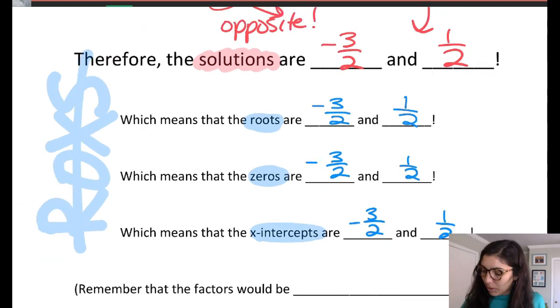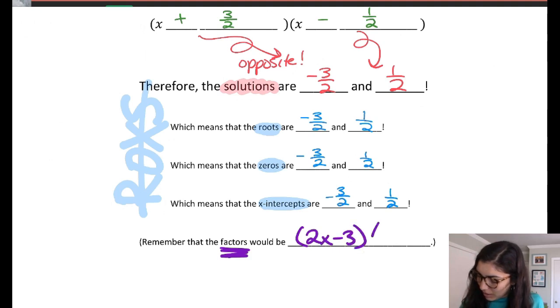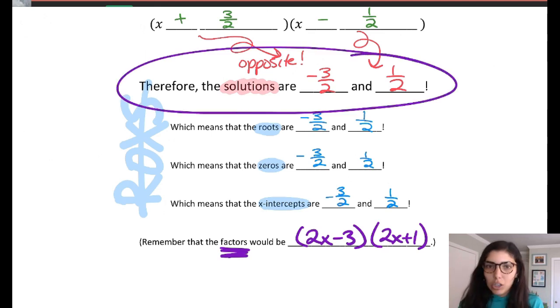But I do want you to remember that the factors themselves would be swinging the denominators forward. So if I had asked you to factor, that's a different verb than solve. You would have to swing that denominator forward, and I forgot the x. 2x minus 3 and 2x plus 1. That would be the correct factors, but I'm asking you for the solutions, which are the opposites of the fraction factors. It all comes back to haunt us.